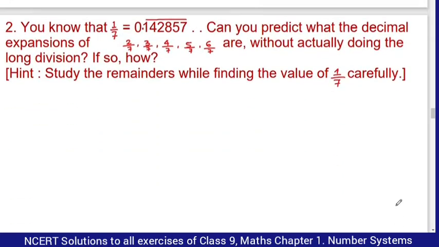Second question. You know that 1 by 7 is equal to 0.142857 bar. Can you predict what the decimal expansion of 2 by 7, 3 by 7, 4 by 7, 5 by 7 and 6 by 7 are without actually doing the long division? If so, how? Solution. Yes, without doing the long division, we can predict the decimal expansion. So, it can be done as follows.